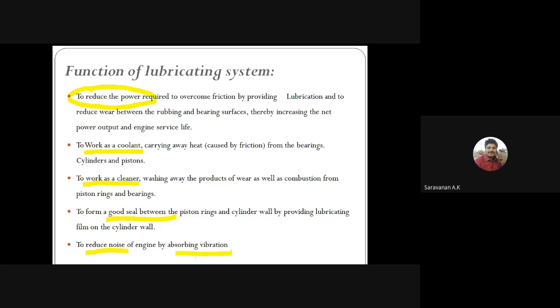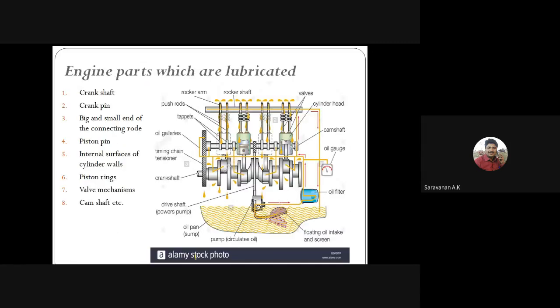Then the engine parts which are lubricated. Where all will the lubrication be there? See the diagram and answer me. Here the orange color indicates the lubricant. This also indicates the lubricant. So where will the lubricant be passing through the engine?